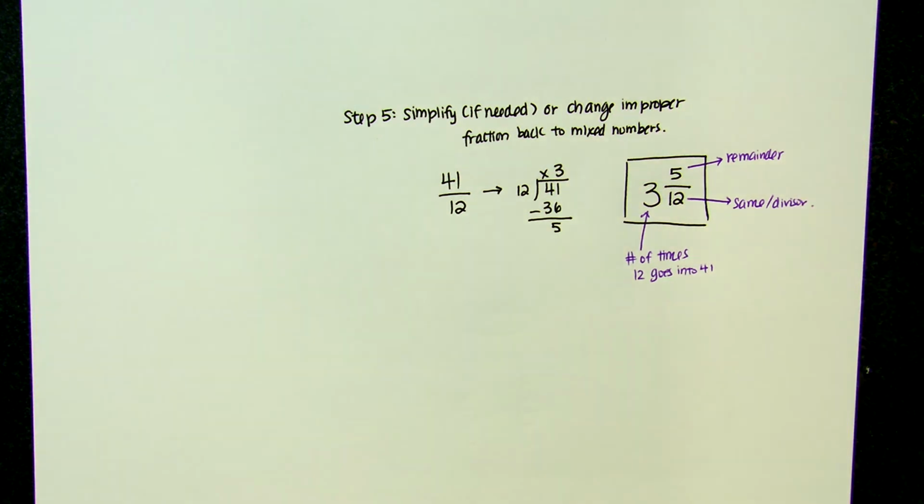So that's pretty much how to add and subtract mixed numbers. We did an example with subtraction. Now we can do one with addition. But that was way number 1.